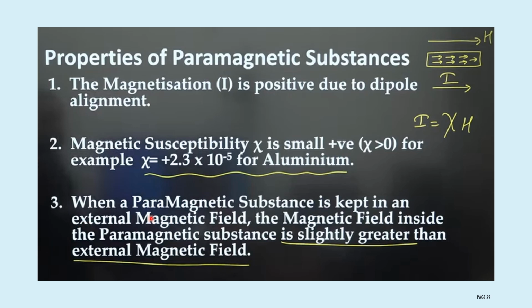Third point, when a paramagnetic substance is kept in an external magnetic field, the magnetic field inside the paramagnetic substance is slightly greater than the external magnetic field. Here also you can observe that if you apply an external magnetic field, the atomic dipoles in the paramagnetic substance get aligned in the proper direction. Because of this alignment, the magnetic field inside is slightly greater than the external magnetic field.